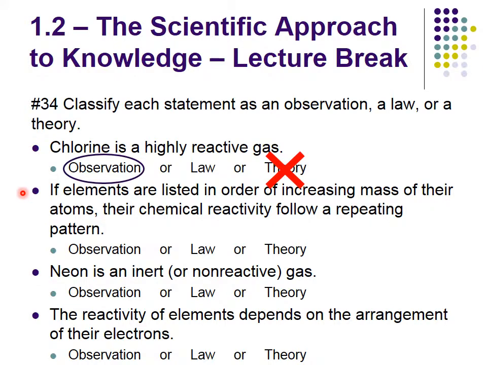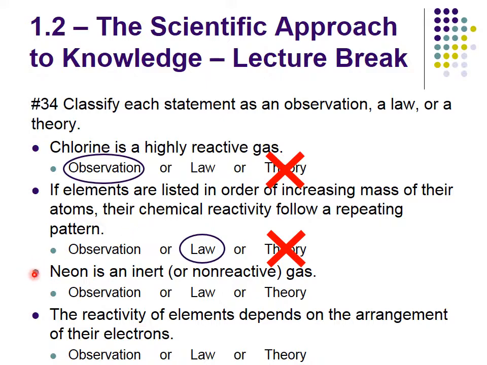The second one says, if elements are listed in order of increasing mass of their atoms, their chemical reactivity follows a repeating pattern. Now this isn't telling us why that happens, so again, we can cross off theory. So now we have observation or law. Now there's more than one element involved, we're involving their masses, we're involving their reactivity. So this would be a bunch of observations combined together. So we can safely say that this is a law. And it actually is. It's called the periodic law. It's something we'll talk about in a future chapter.